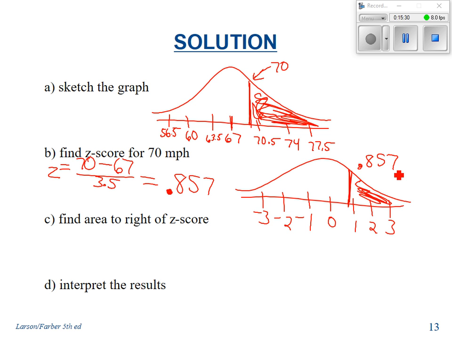That makes sense? Michael, that make any sense? This one's in raw scores, the numbers, miles per hour, all that stuff, and this is z-scores. We want to find that area.